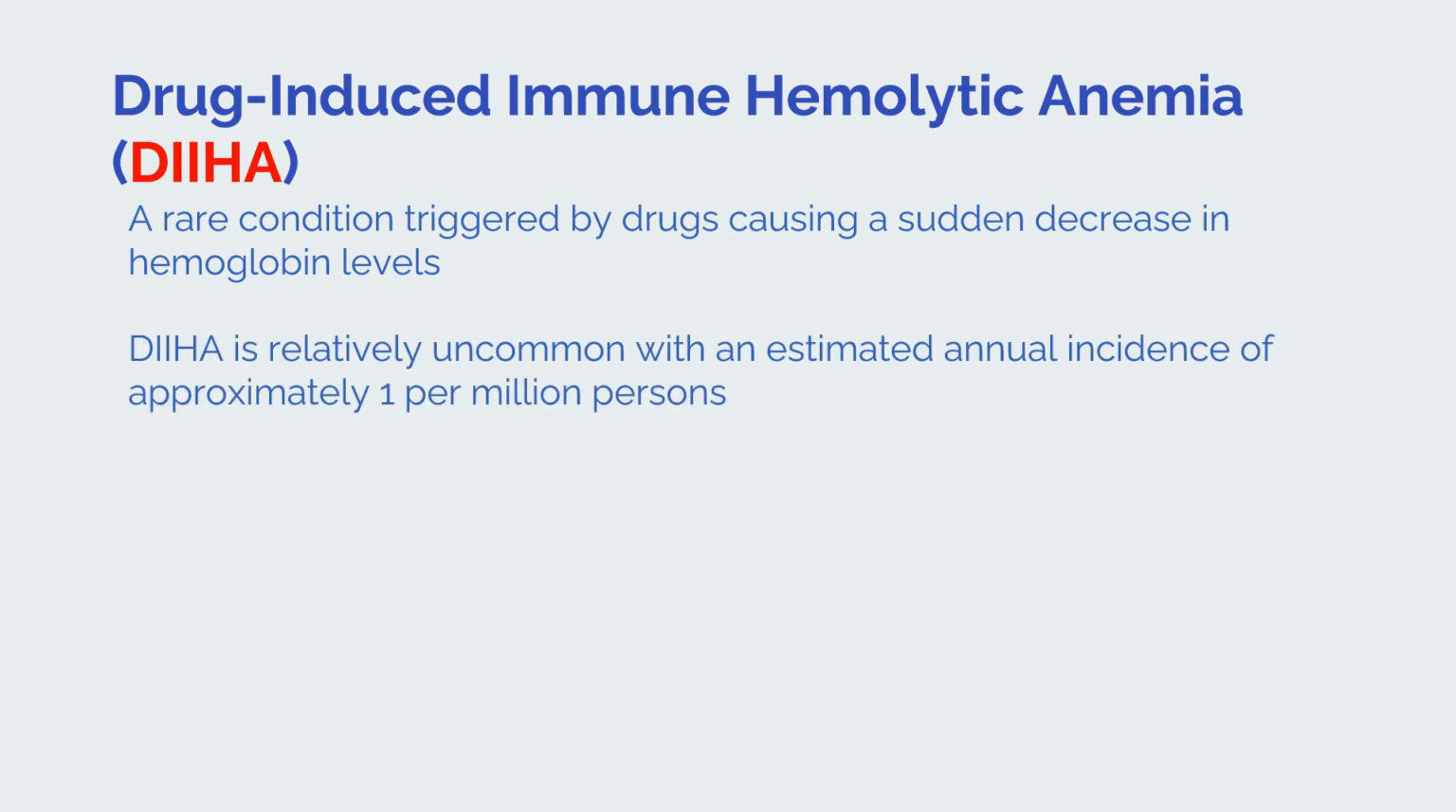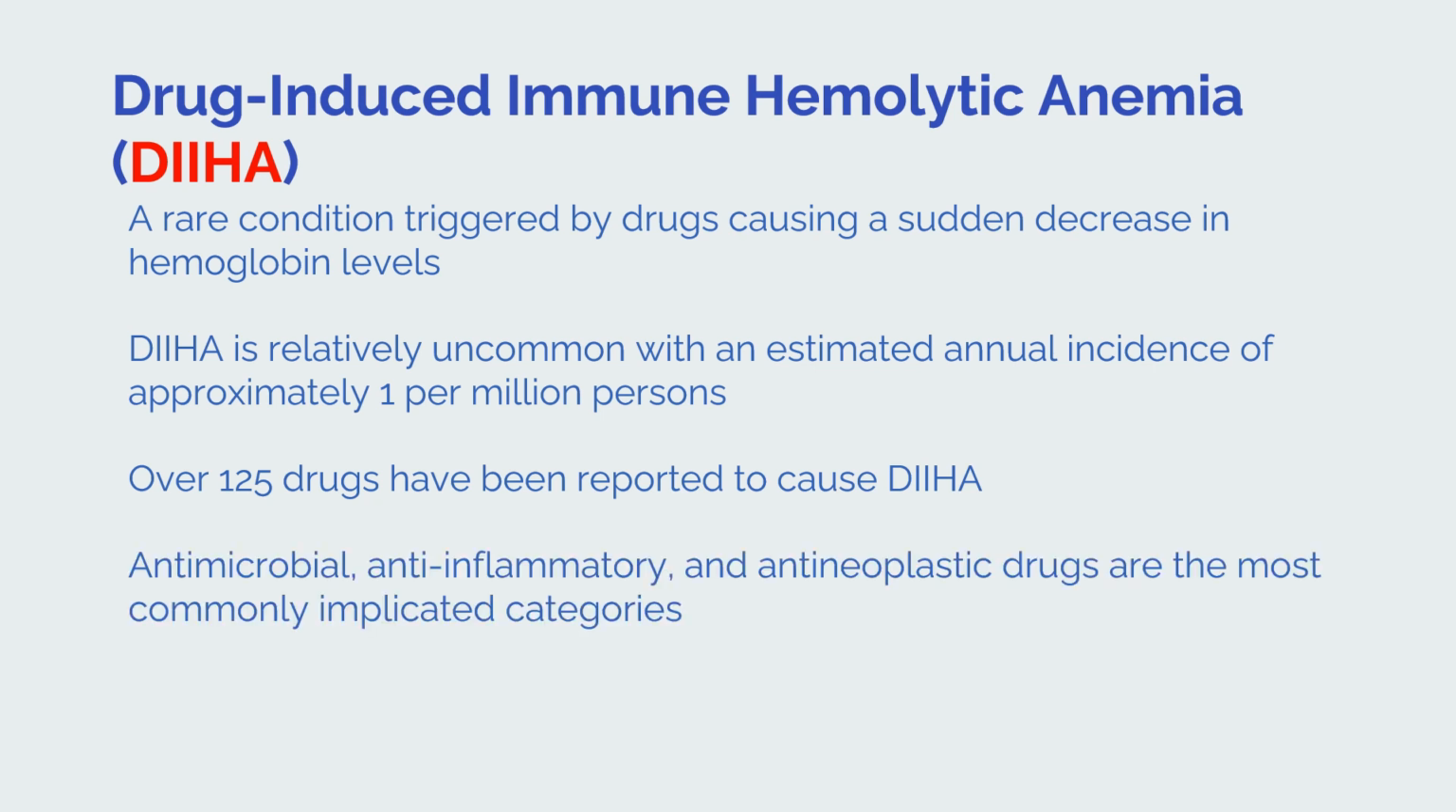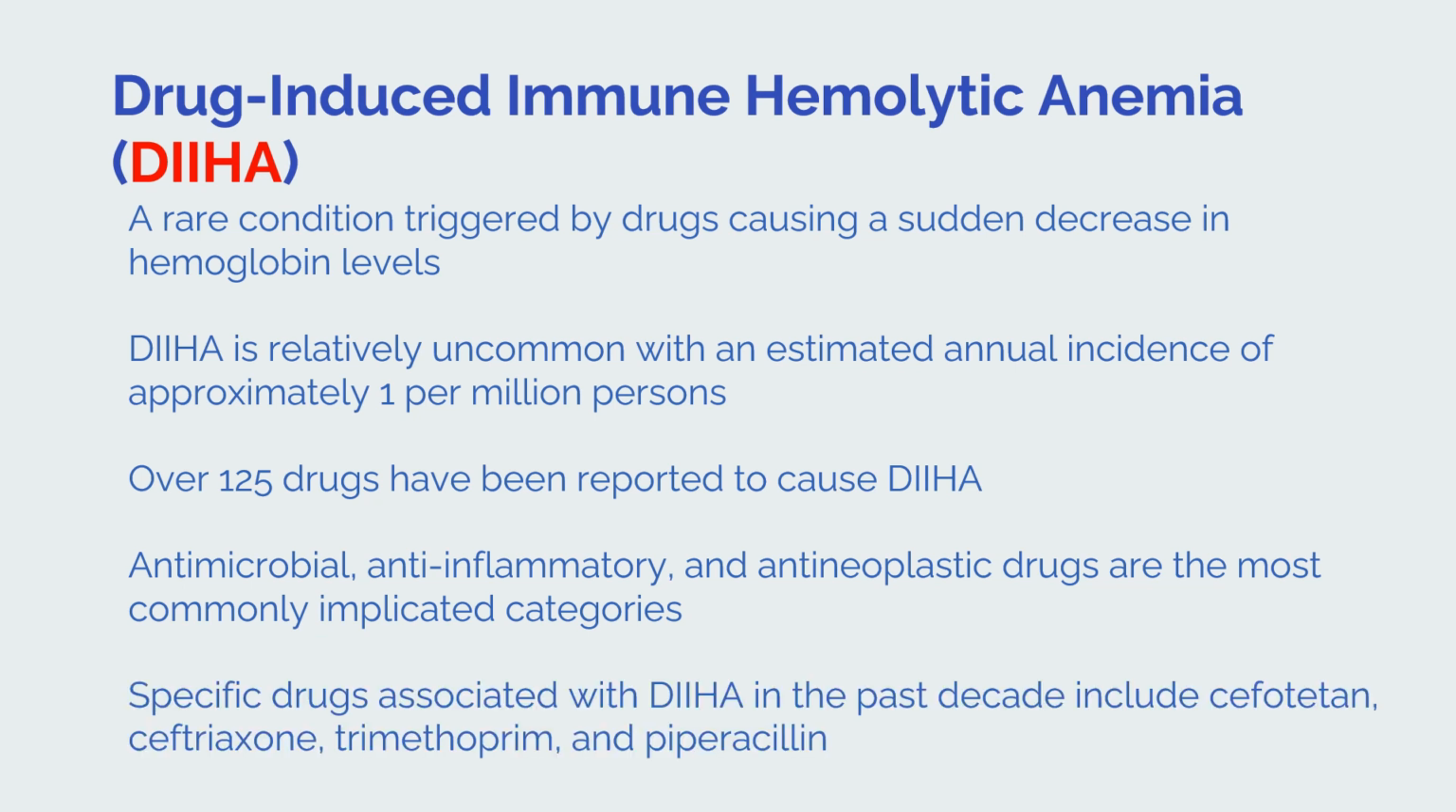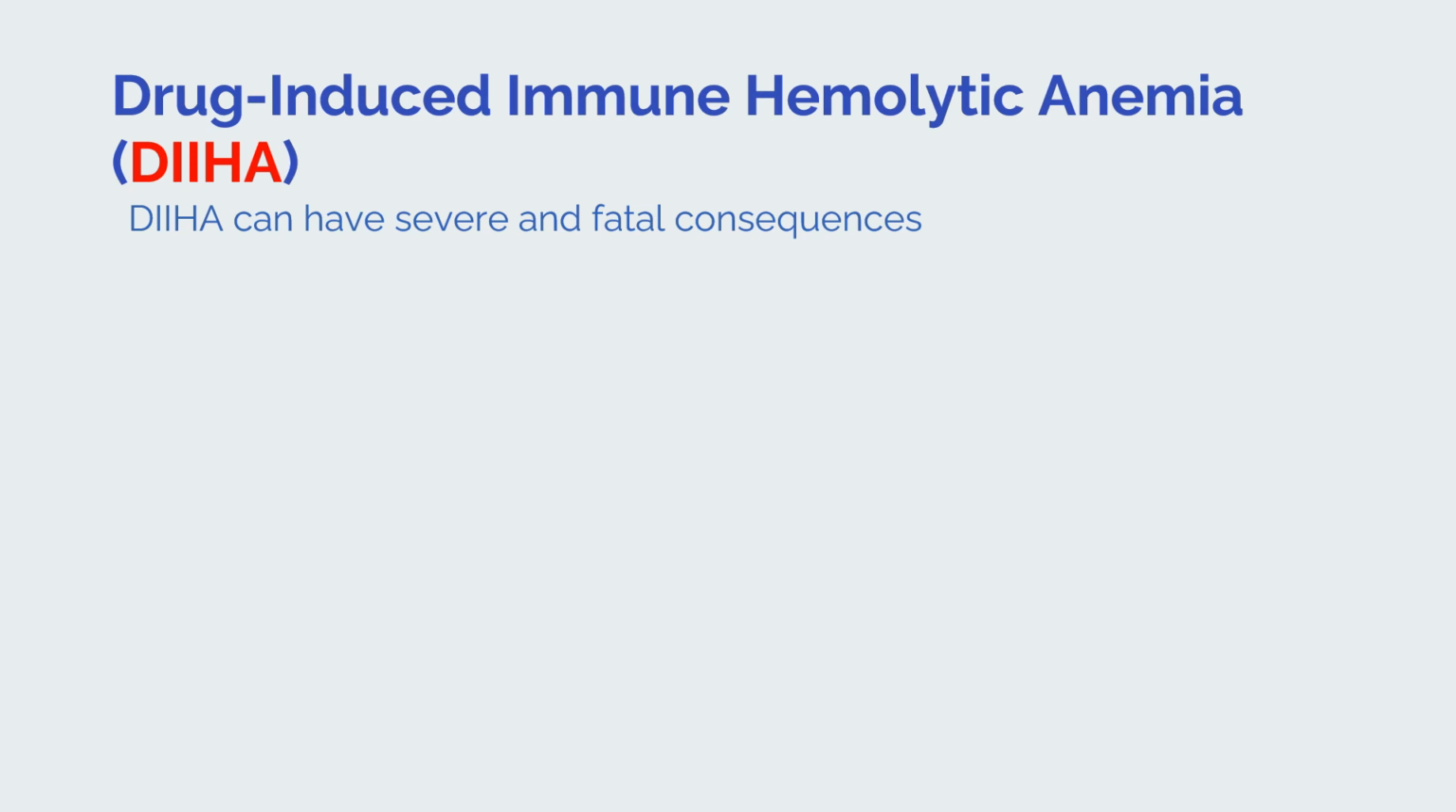The estimated annual incidence of DIHA is approximately 1 per million persons, making it a relatively uncommon condition. Over 125 drugs have been reported to cause DIHA, with antimicrobial, anti-inflammatory, and antineoplastic drugs being the most commonly implicated categories. Some specific drugs that have been frequently associated with DIHA cases in the past decade include cefotetan, ceftriaxone, trimethoprim, and piperacillin. DIHA can have severe and even fatal consequences.